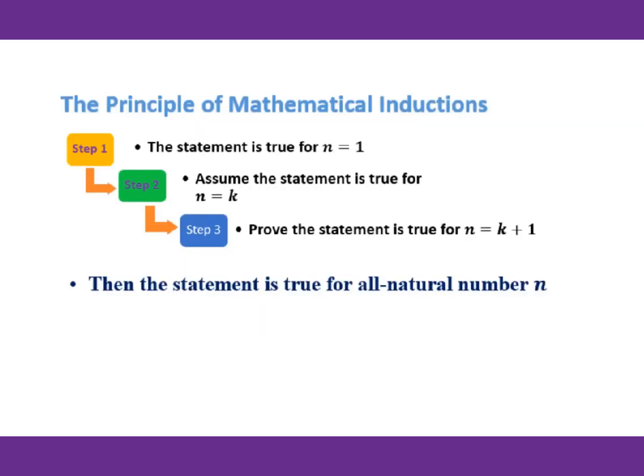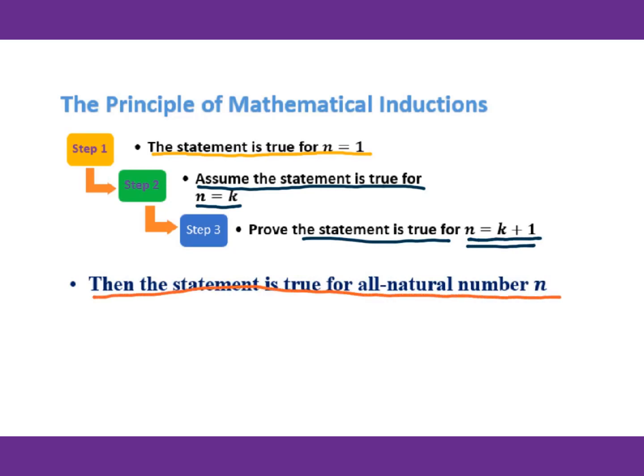If you want to use the principle of mathematical induction to prove, first step, make sure the statement is true for n equals 1. Second step, assume the statement is true for n equals k. Then you prove the statement is true for n equals k plus 1. Then the statement is true for all natural number n.